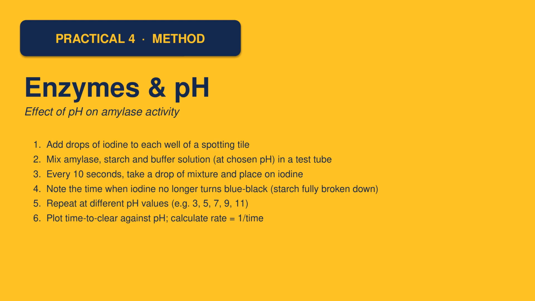Enzymes and pH. Amylase breaks down starch. Mix amylase, starch and a buffer at chosen pH in a tube. Every 10 seconds, drop a sample onto iodine on a spotting tile. When the iodine no longer turns blue-black, the starch is gone, and record the time. Repeat at different pH values. Optimum for amylase is around pH 7. Rate equals 1 over time, and control temperature with a water bath. This is the classic examiner trap.